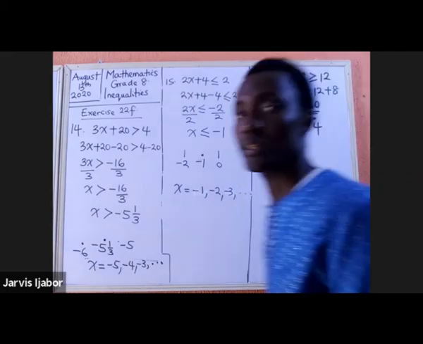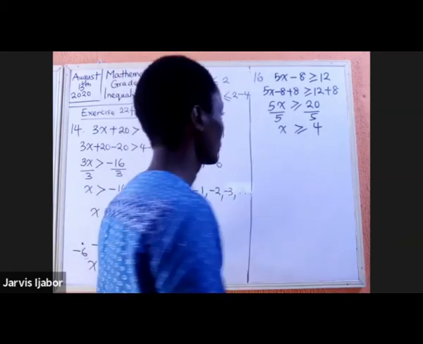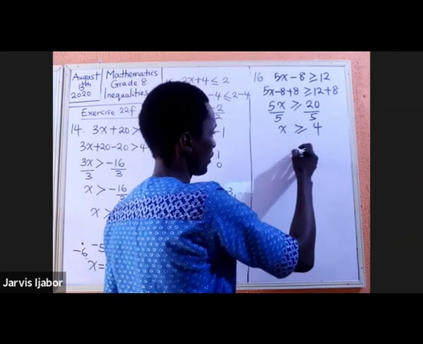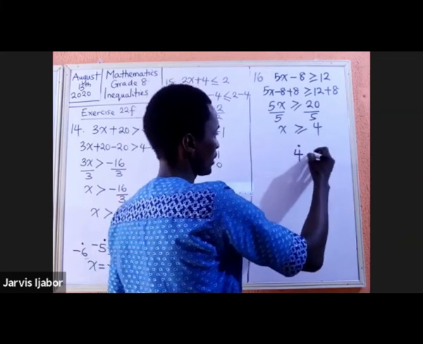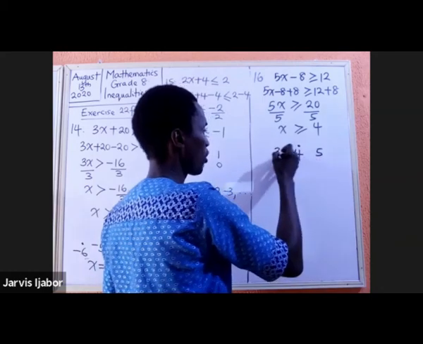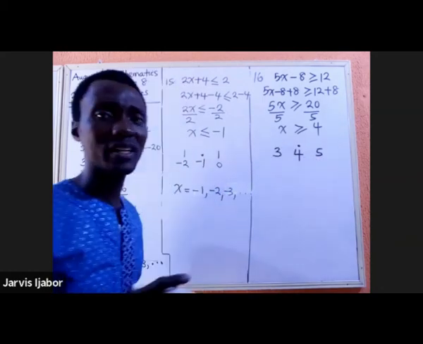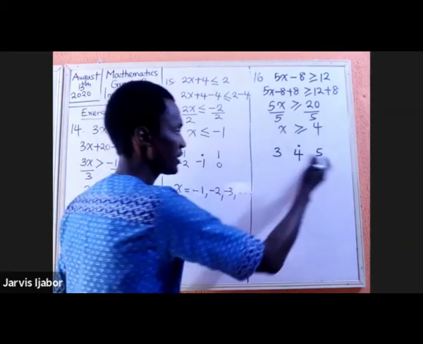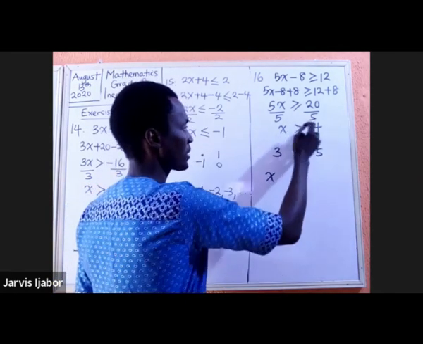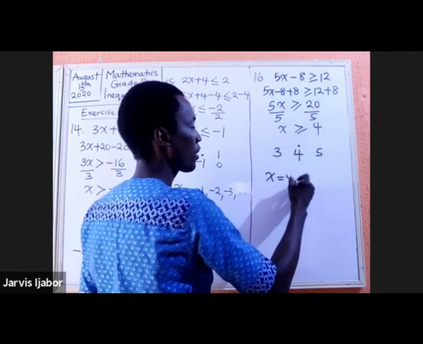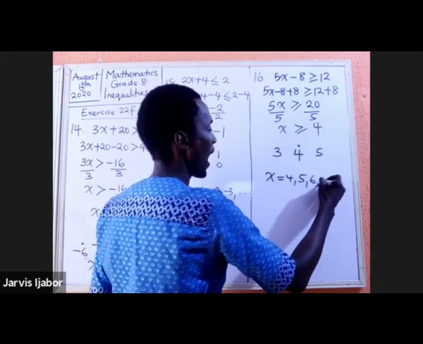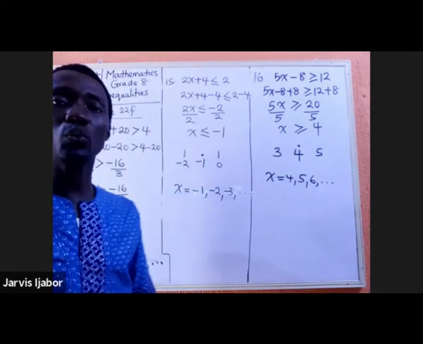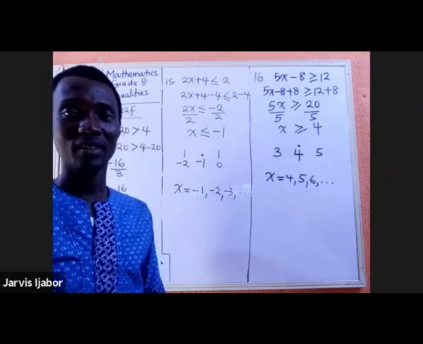Now, take note of what's happening here. It means that x, now I'll take 4. If I go in this direction, I'll get 5. If I go back, I'll get 3. Remember that our concept is with integers. So because x is greater than or equal to 4, we'll start with 4, go to 5, go to 6, and the answer continues in that direction. So that's what this solution will look like. Is that clear?